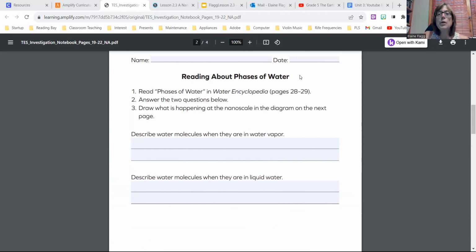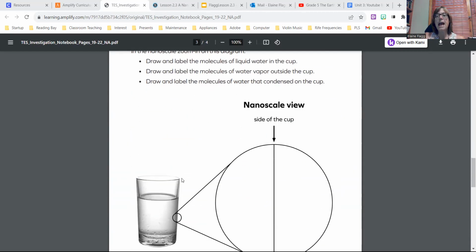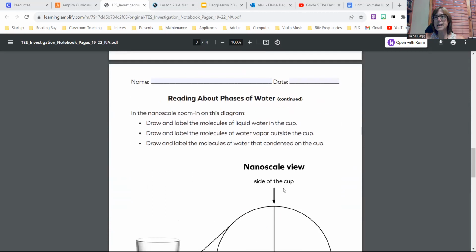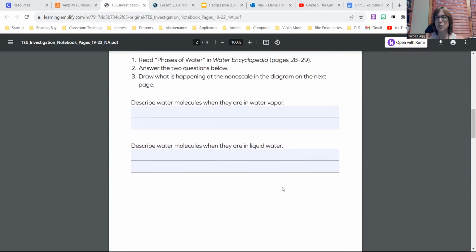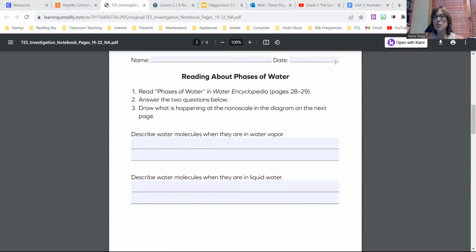So I am going to give you 15 minutes. You're going to read by yourself 28 and 29, and then I want you to answer these two questions and then draw what you're seeing in the nanoscale view. Nano means really small, so this is a very small view. All right, I'll pause my recording and we will come back in about 15 minutes. Pause your recording too. Pause the video so that you can come back when you're done.